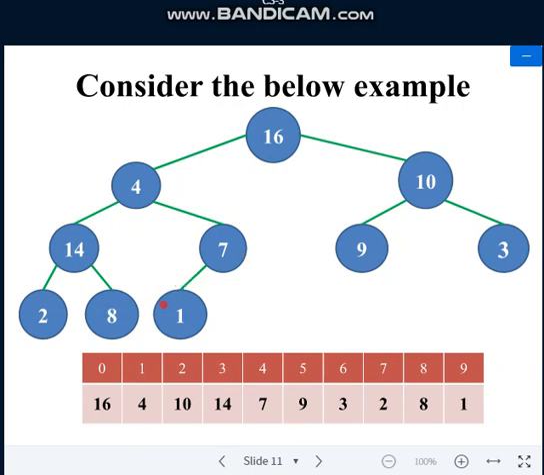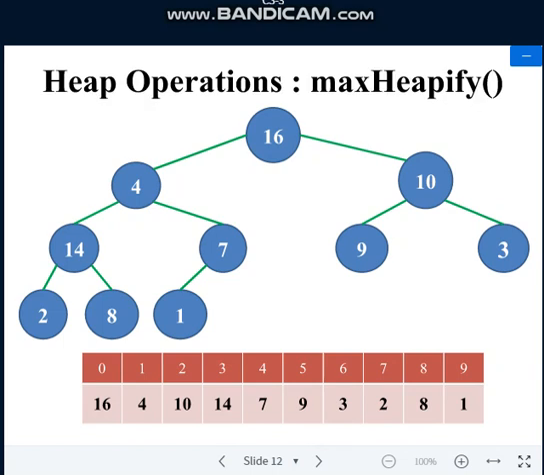Then 1 will be the left child of 7. So now you have inserted the values. Now what you have to do is convert this to a max heap. Here you have an algorithm called heapify. The heapify algorithm tells how you convert this heap to either a max heap or a min heap.